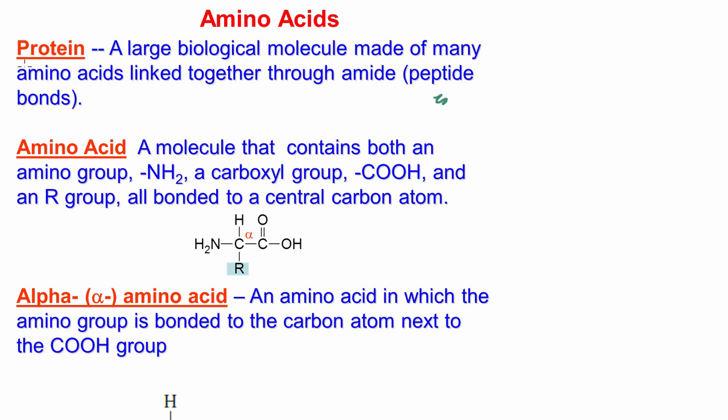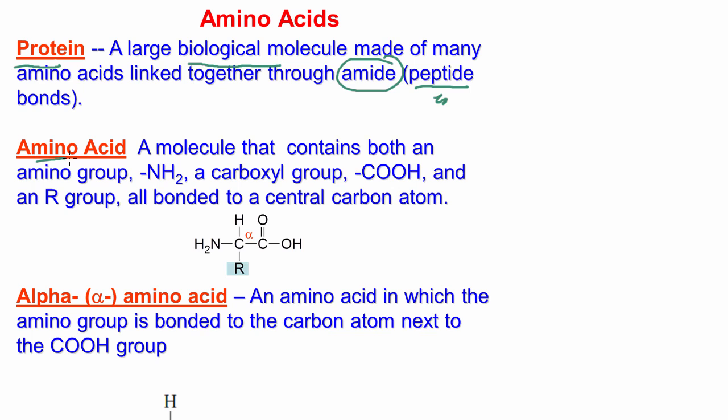Okay, let's go ahead and start. Let's define a protein. It is a large biological molecule, and it's made of many amino acids that are linked together through what we call peptide bonds. These are actually amide bonds, and we'll take a look at that in a few minutes.